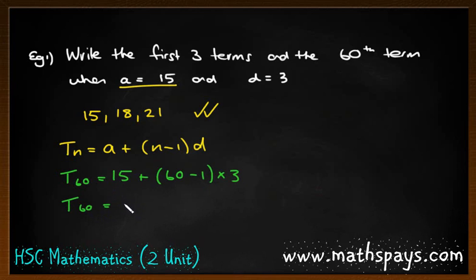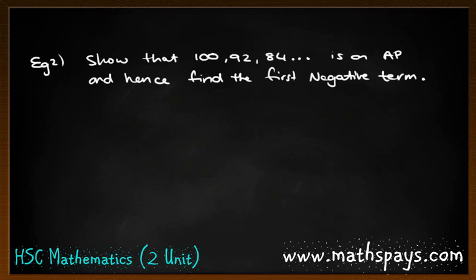And we come up with the answer of 192, which is our 60th term. Okay, it's pretty straightforward, but obviously it comes down to using that formula. But I'm pretty sure it's on your formula sheet anyway, so there's no excuses. But then we come to example 2, slightly more challenging.